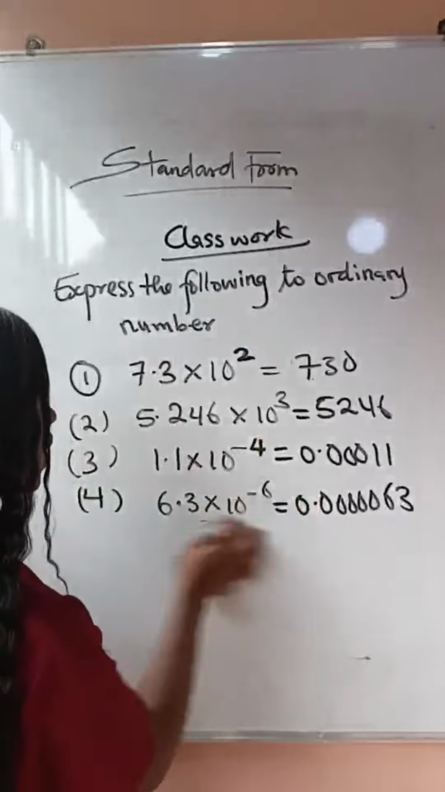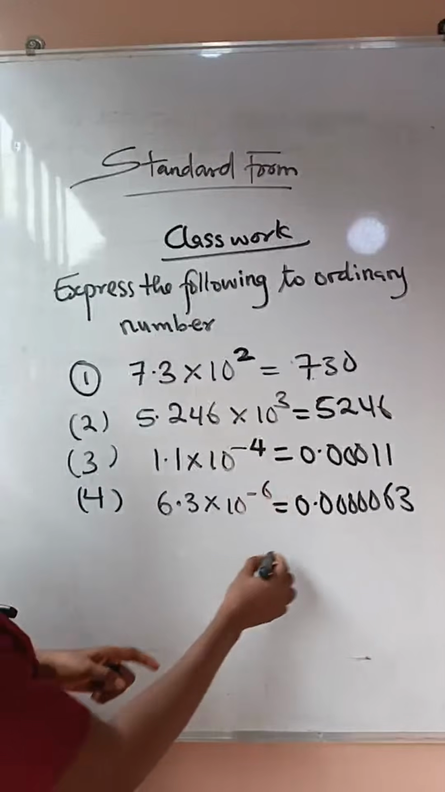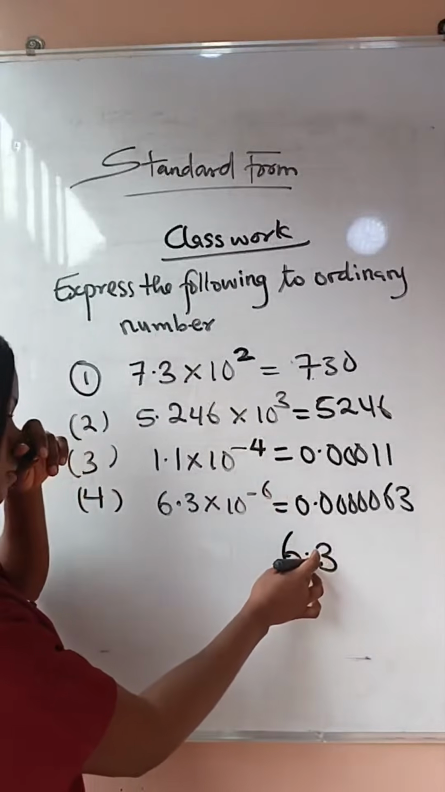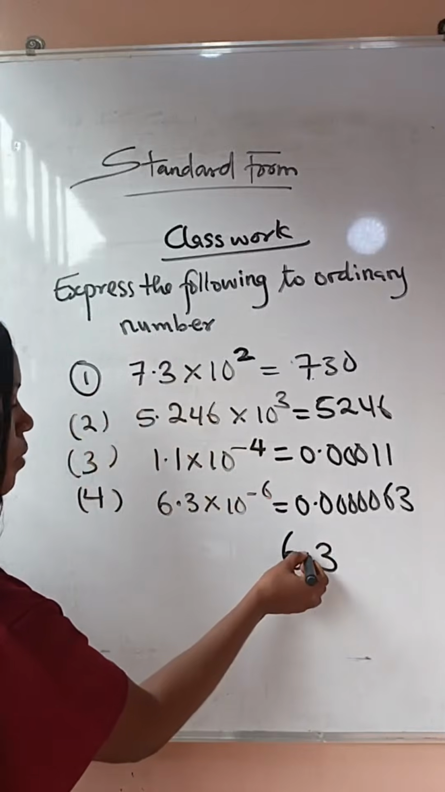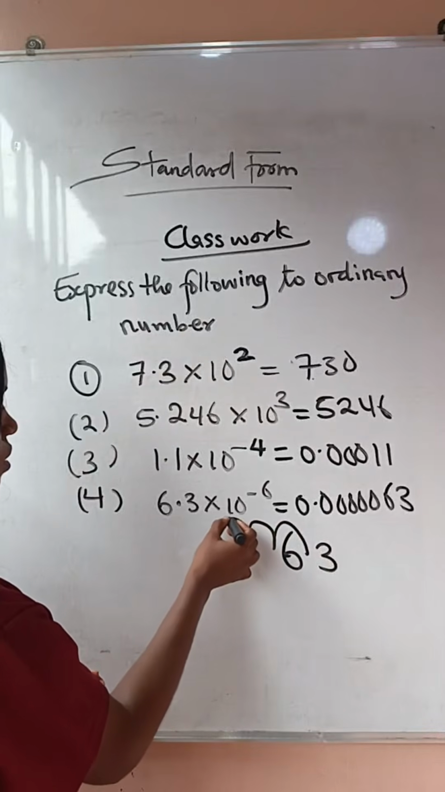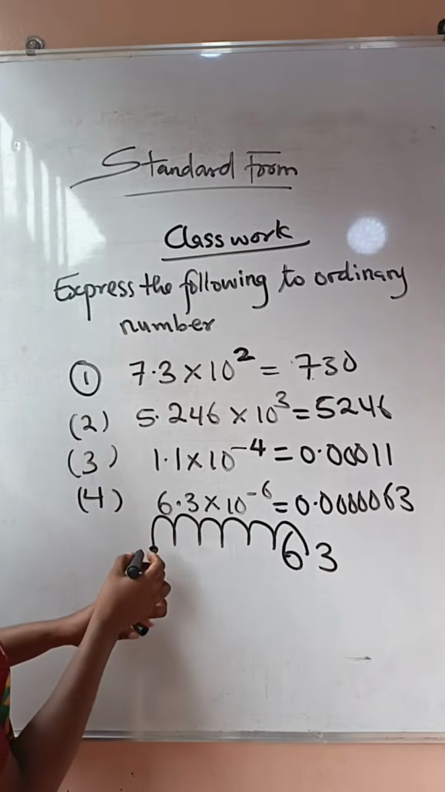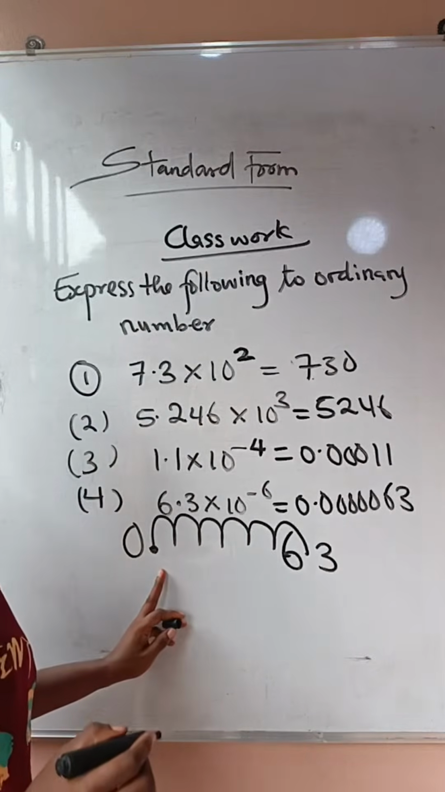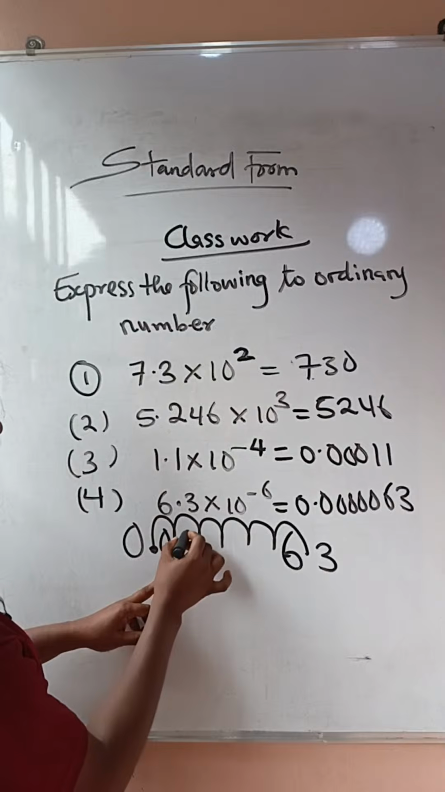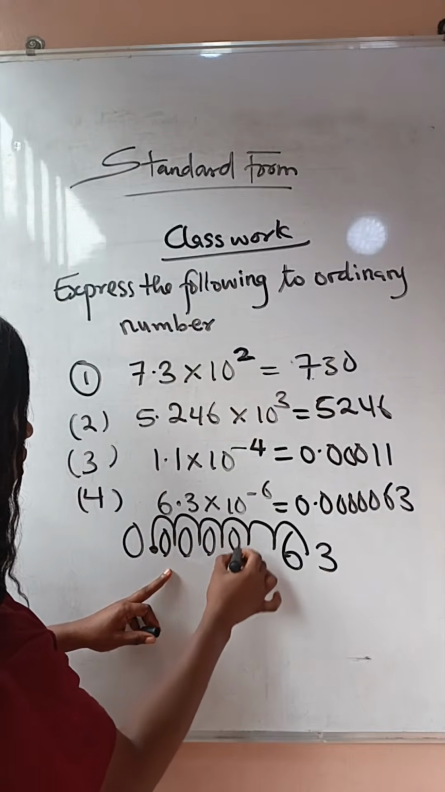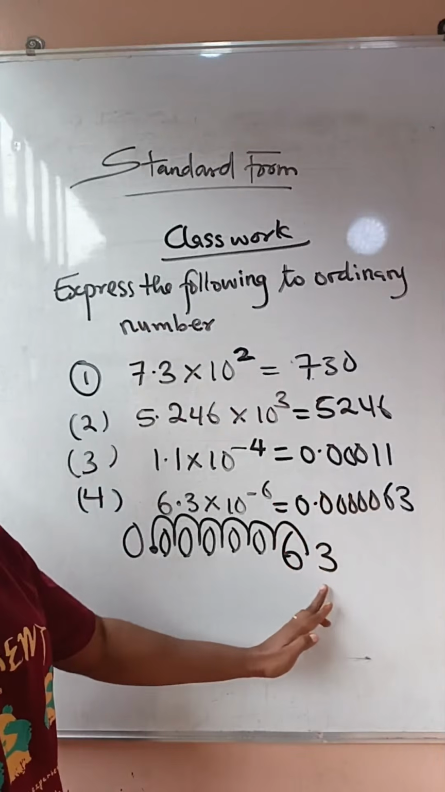So the last but not the least, the same thing. The last one is minus 6. So this is the position of the decimal point. So negative 6, go back 6 times. So we go back 1, 2, 3, 4, 5, 6. This is where our decimal point is. Now always remember to put your 0 point to show that there is no whole number here. So we replace this with 0, first 0, second 0, 3, 4, 5. So that is why you have 5 zeros here before your 6, 3.